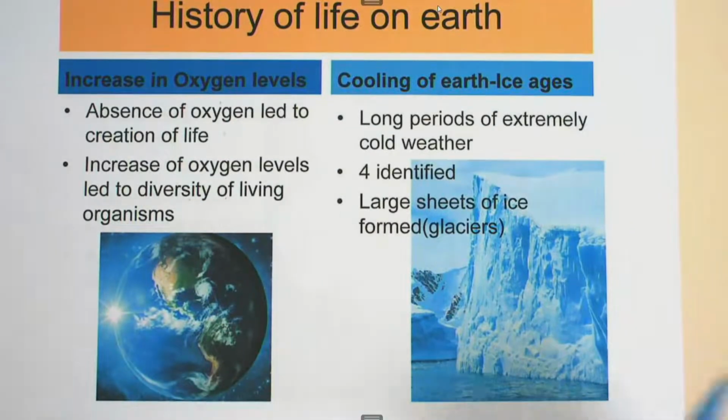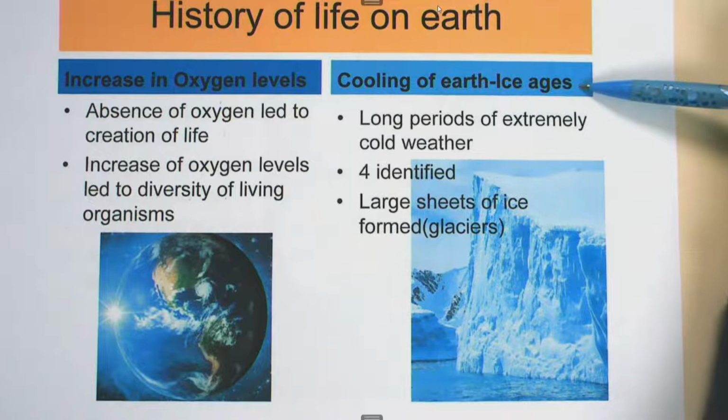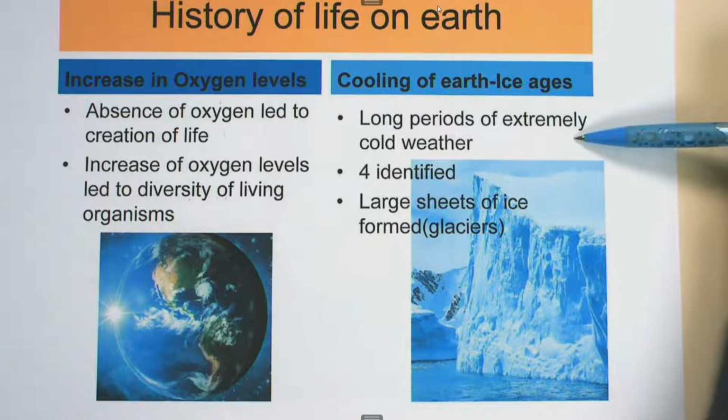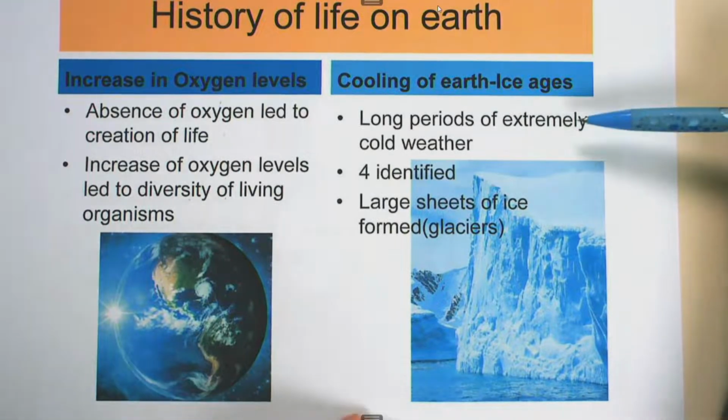You all know about, you watched the movies Ice Age, and then you will know that this is a glacier. Now, a glacier is a large sheet of ice, and it's formed because it's very cold. The sudden cooling of the earth formed the ice ages, and that is long periods of extremely cold weather. Not just when it's cold in the Free State, it is extremely cold. It's sub-zero temperatures.